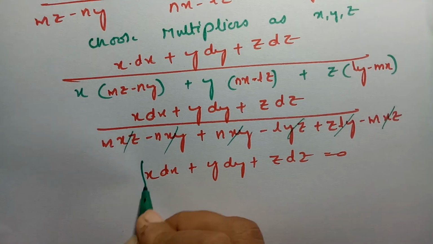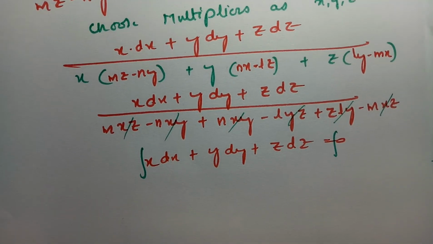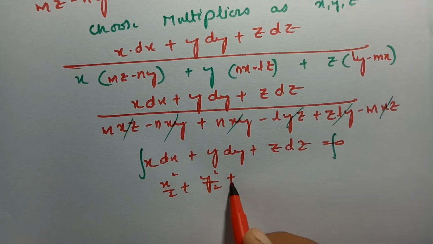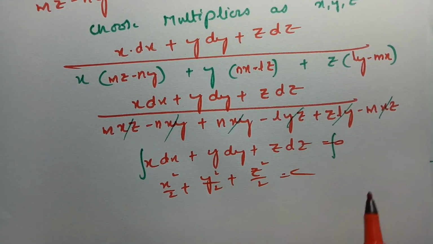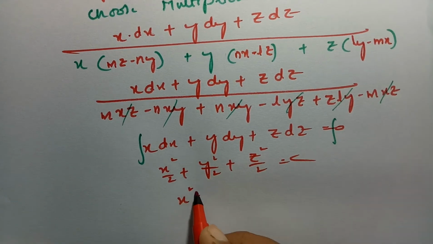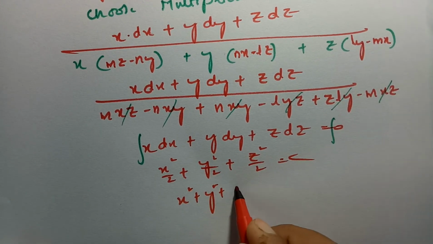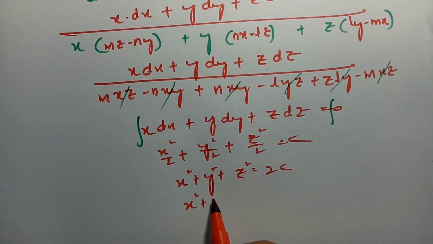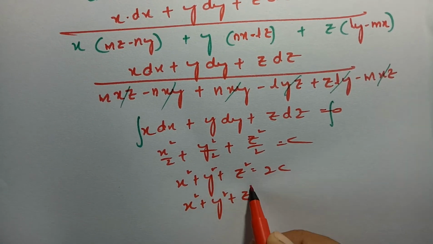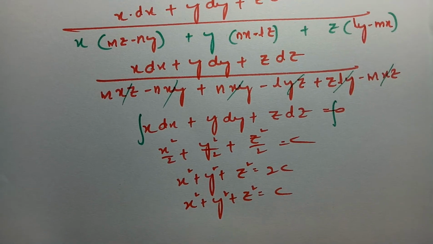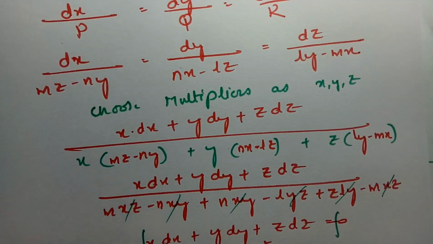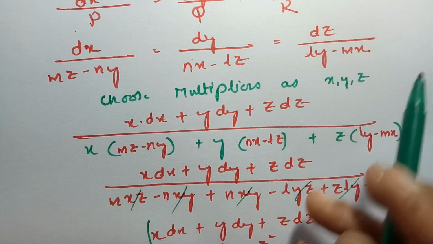If you integrate on both sides, then what will be the answer? For x it will be x square by 2, for y it is y square by 2, and for z it is z square by 2 is equal to c. If I take 2 as LCM, then it will be x square plus y square plus z square is equal to 2c, and I can take 2c as another constant c. So this is one solution if I take the multipliers as x comma y comma z.